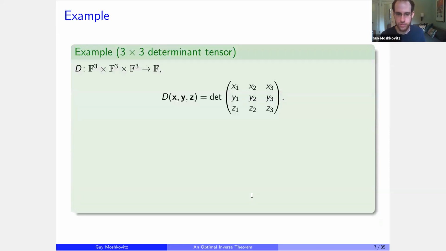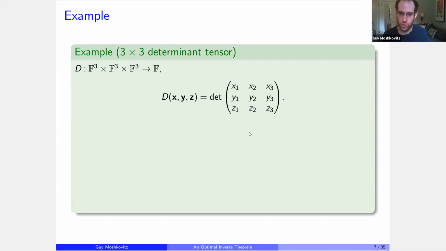Actually, before moving on, let me give you a very quick running example. Suppose we're talking about this tensor D, which is a 3 by 3 by 3 tensor, an order 3 tensor. It's just the determinant of the 3 by 3 matrix that you get if you put the 3 arguments as the rows. Obviously the determinant is a multilinear polynomial, so this is a degree 3 multilinear polynomial. So this is a 3-tensor.